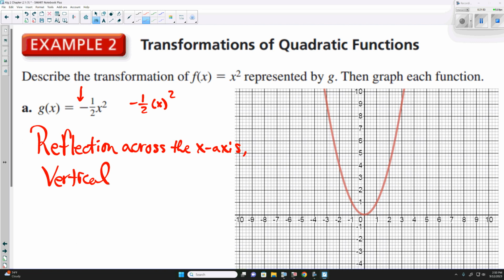Now is it a stretch or shrink? Because vertical stretch and shrink is exactly like it should be. If it's greater than 1, it's a stretch. If it's between 0 and 1, it's a shrink. The negative on this is not talking about the stretch or shrink. It's talking about a reflection. Questions on this here?